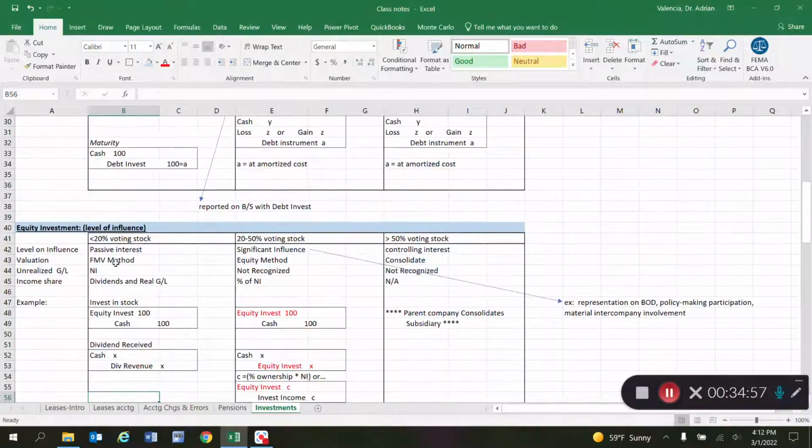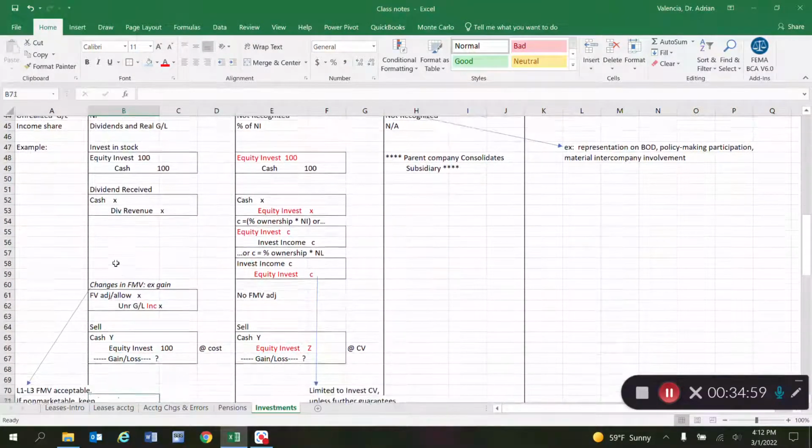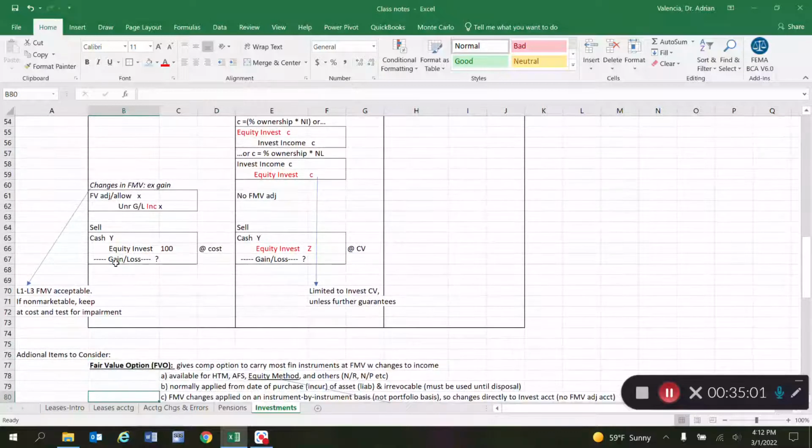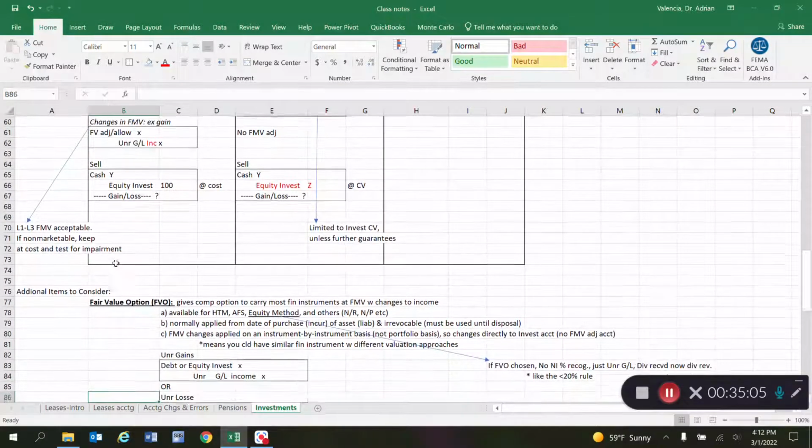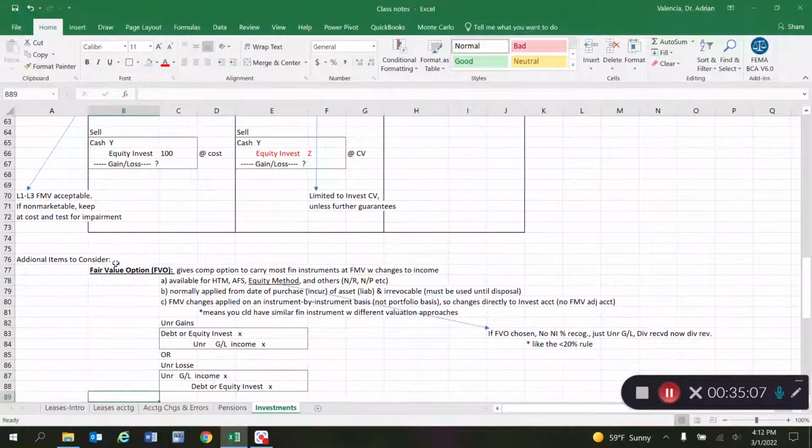A couple other topics that I want to mention here with respect to accounting for investments. The first one is the fair value option. Besides having the accounting rules that I just described, there is also something that allows companies to carry financial instruments at fair value if they choose.